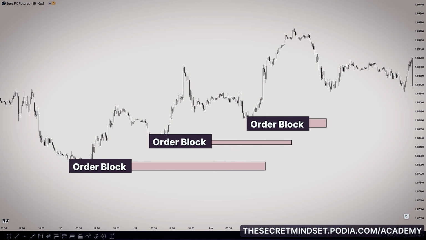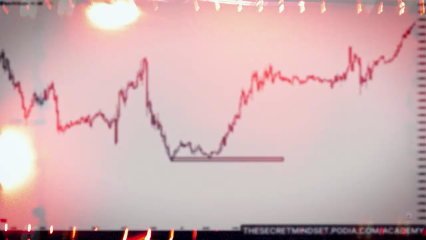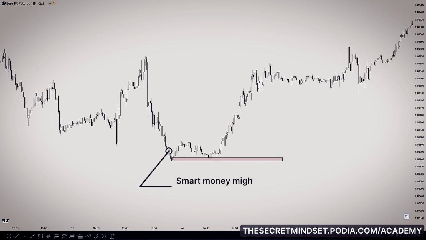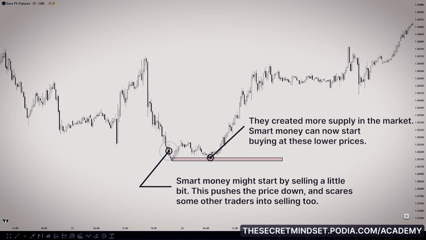Think about it. When a big player wants to buy a lot of stock or currency, they can't just place one big order. That would spike the price, and they'd end up paying way more than they want to. So instead, they break up their big order into smaller pieces. They might start by selling a little bit. This pushes the price down and scares some other traders into selling too. Now there's more supply in the market, which is exactly what the smart money wants.